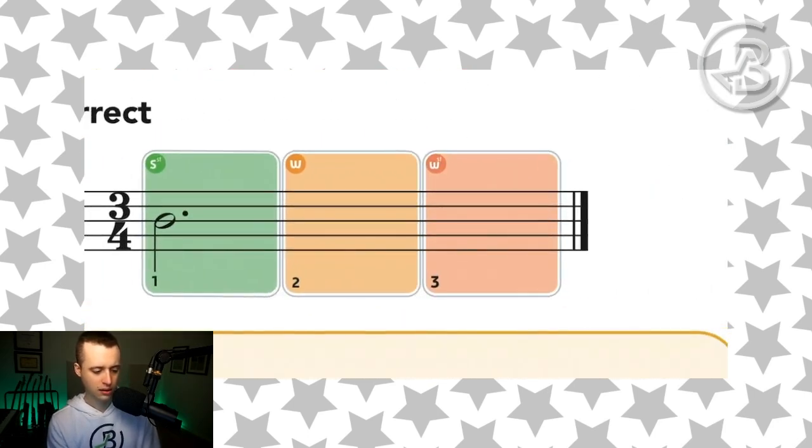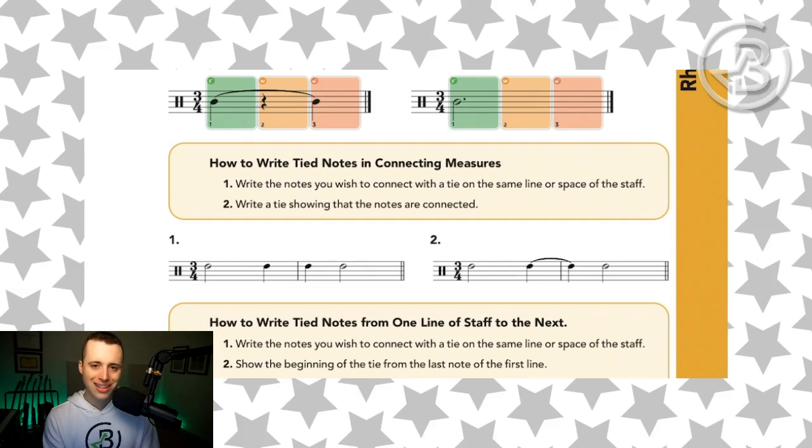Much easier way of doing that. If you want beats 1, 2, and 3 to have sound, just write a dotted half note. It's going to make your life a lot easier. So how do we write notes in connecting measures?